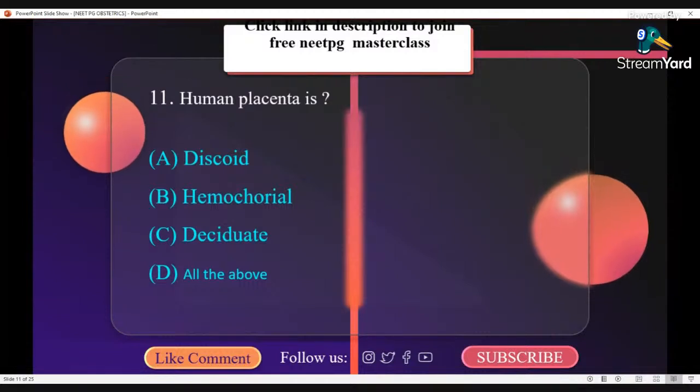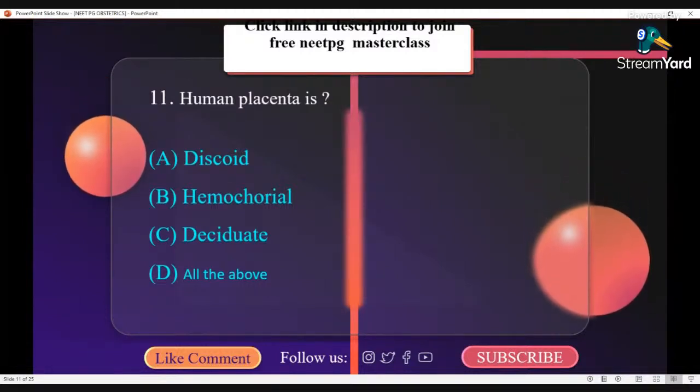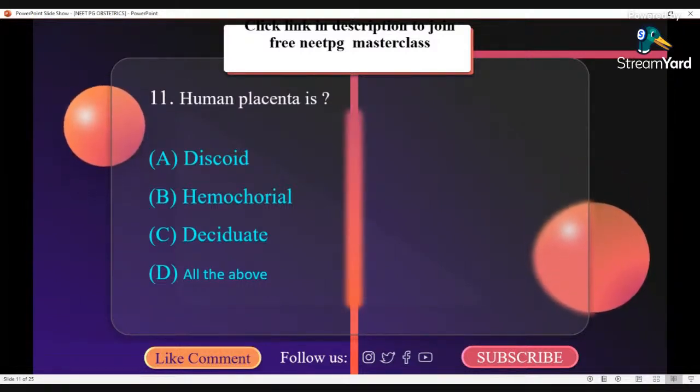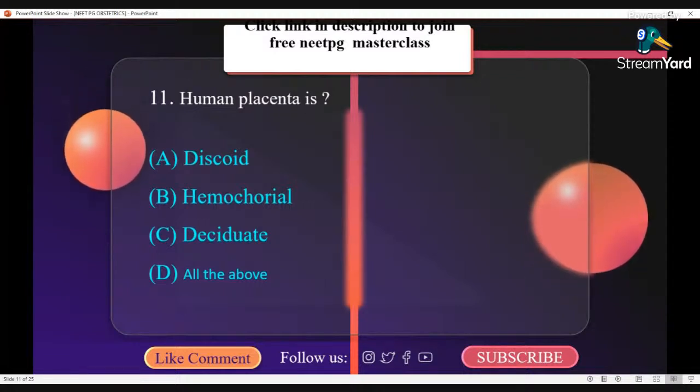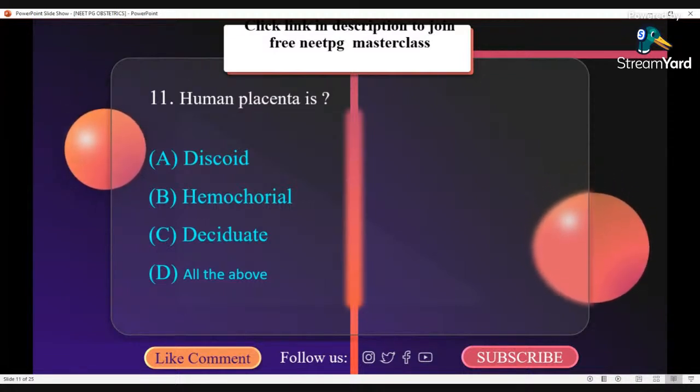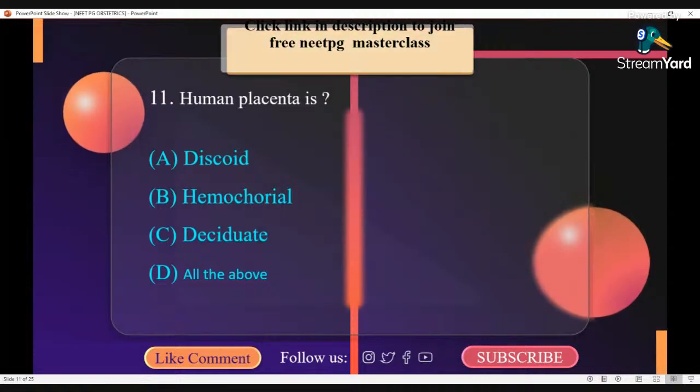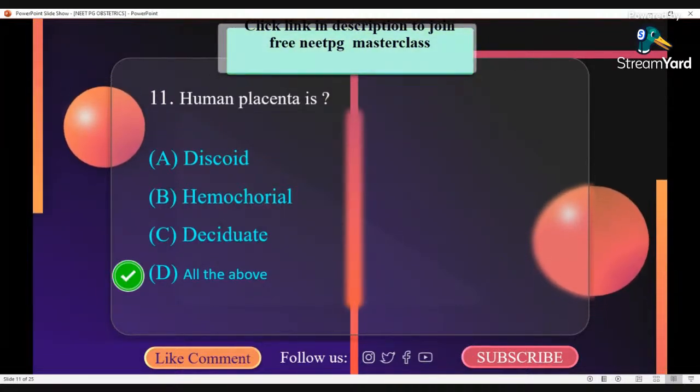Human placenta is discoid, disc-shaped, hemochorial, in contact with the blood, hemochorial, deciduate. So the correct option here is D, all of the above.